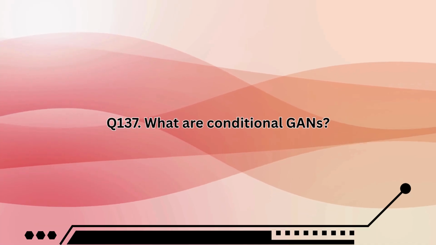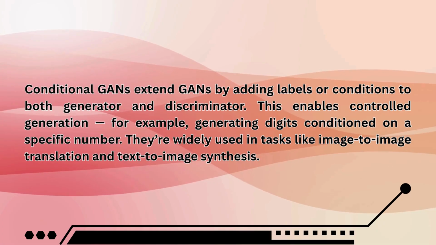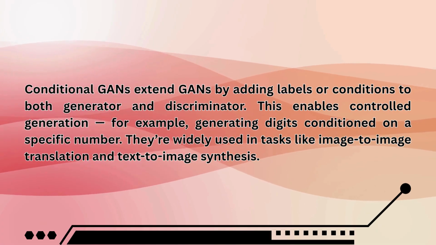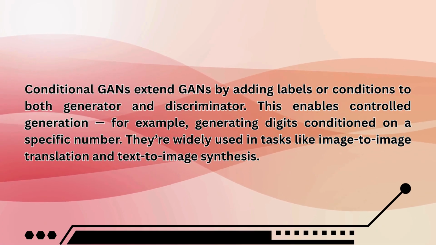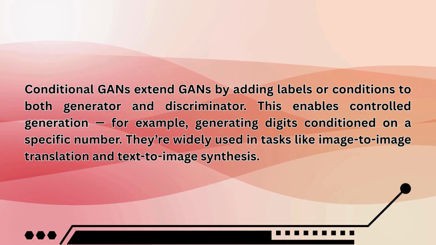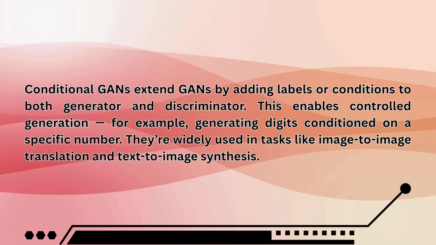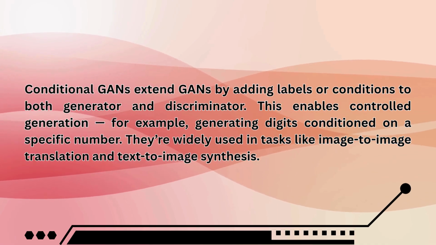What are conditional GANs? Conditional GANs extend GANs by adding labels or conditions to both generator and discriminator. This enables controlled generation, for example, generating digits conditioned on a specific number. They're widely used in tasks like image-to-image translation and text-to-image synthesis.